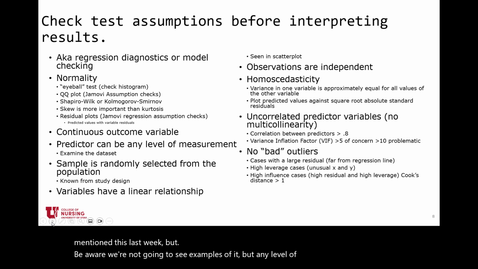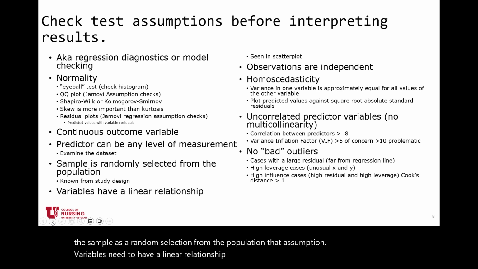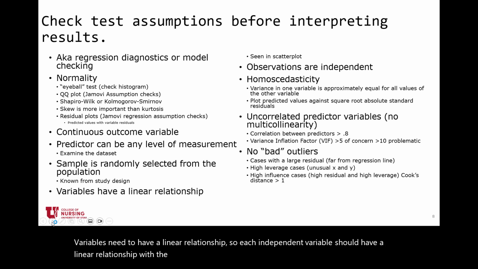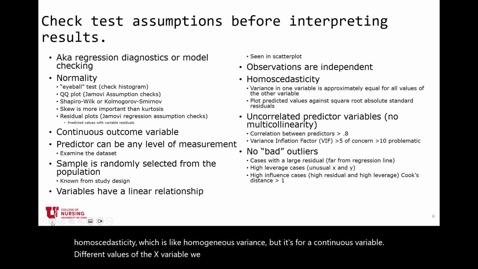We still have the sample as a random selection from the population, that assumption. Variables need to have a linear relationship, so each independent variable should have a linear relationship with the outcome or dependent variable. Observations are independent. Homoscedasticity, which is like homogeneity of variance, but it's for a continuous variable. So at different values of the x variable, we need to see roughly similar distributions of the data around the y variable.